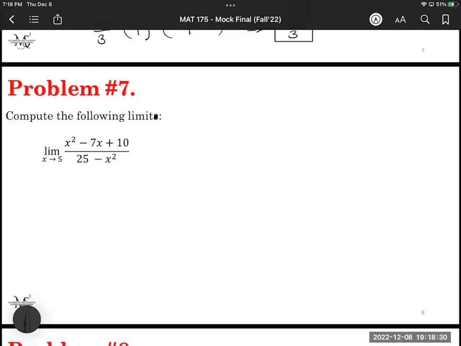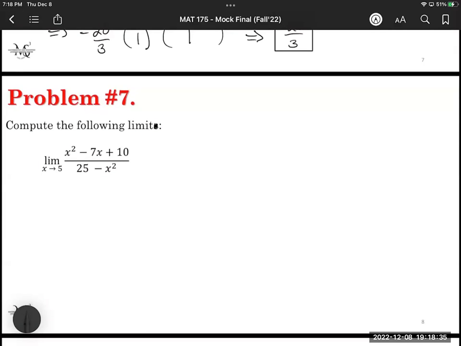So what type of method can I use to help me with problem 7? Factoring. Factoring, that's right. So you could factor the numerator. If I factor the numerator, x squared minus 7x plus 10, what are two numbers that multiply to positive 10 and add up to negative 7? -5 and -2. So you get x minus 2, x minus 5.